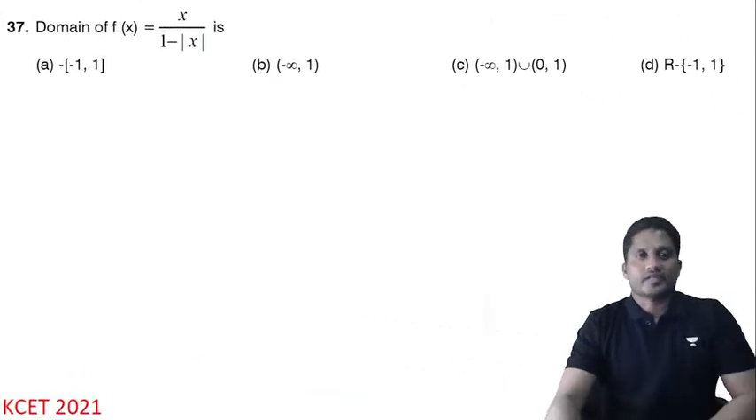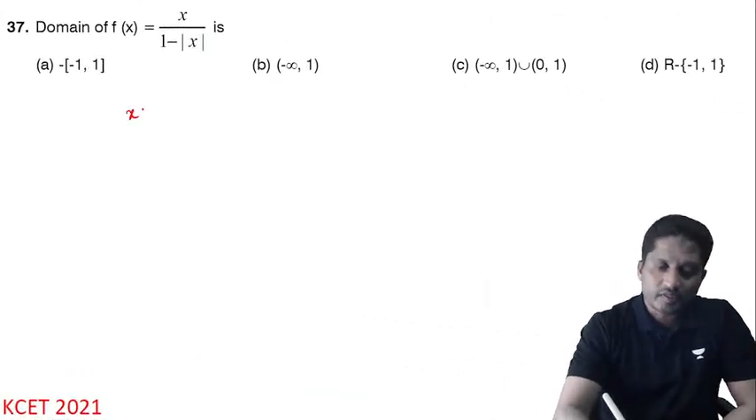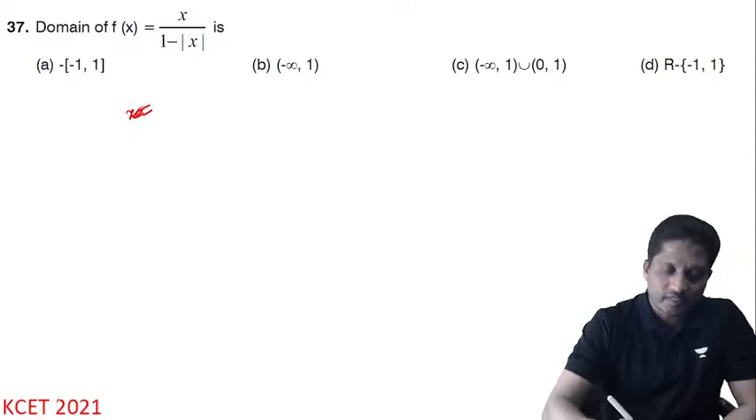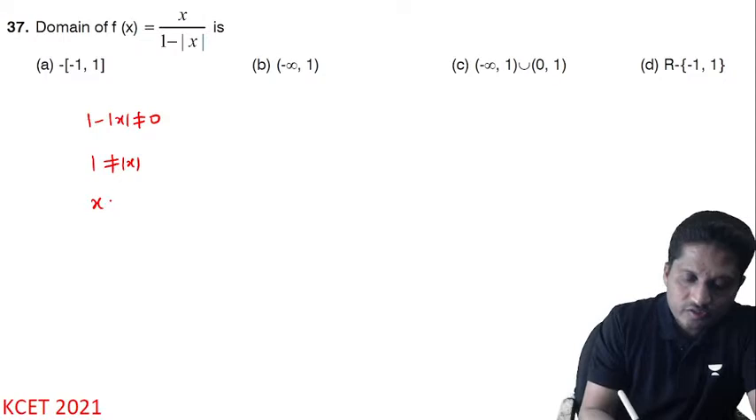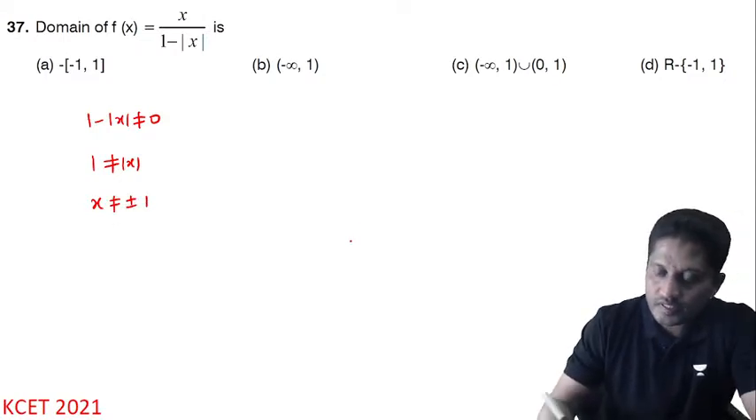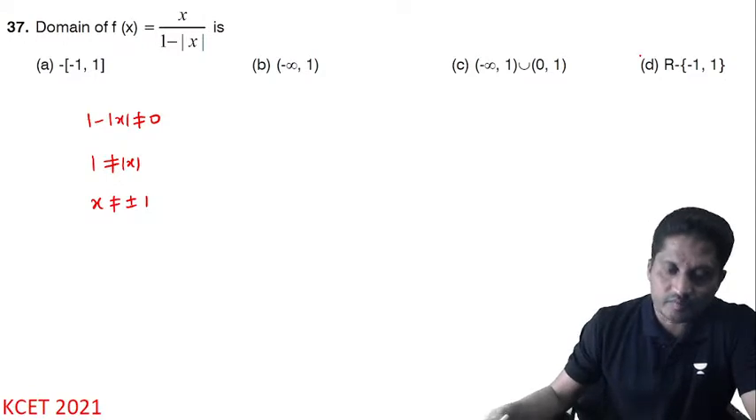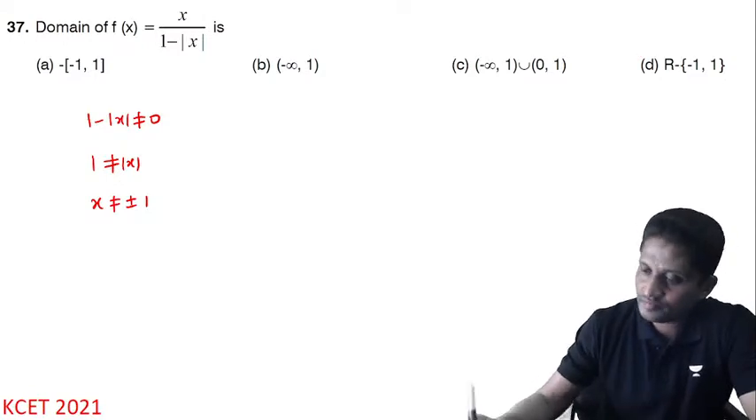Domain of f(x). x should not be equal to plus minus 1, right? Actually 1 minus x shouldn't be 0. 1 minus x should not be 0, so 1 should not be equal to mod x. Therefore x should not be equal to plus minus 1. That is, any real number except minus 1 and plus 1. 37 is D.